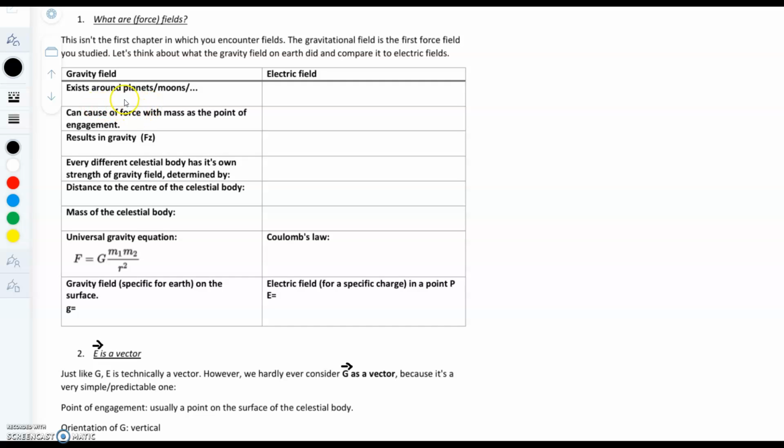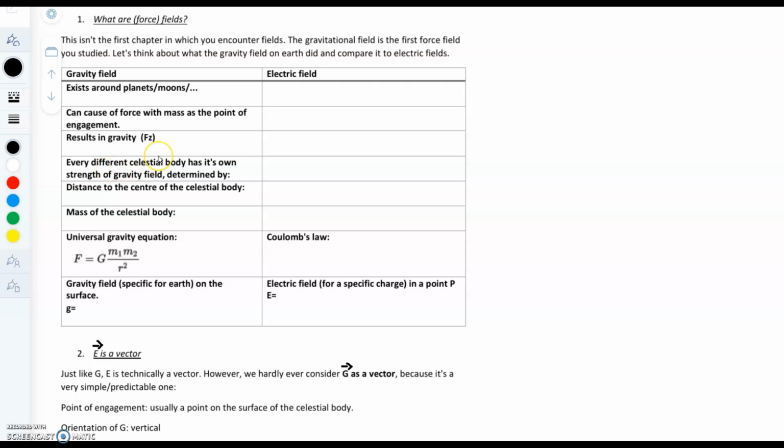Right? Now, these gravity fields, they can cause a force, with mass as the point of engagement. Meaning, if you bring an object with a mass inside a gravity field, you will get a force. And that force is called gravity, abbreviated by Fz in Dutch. Fg in English, of course.